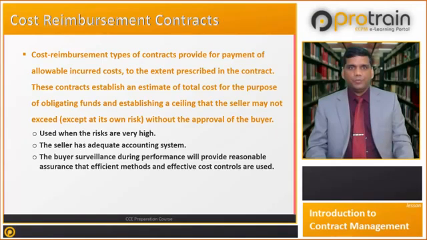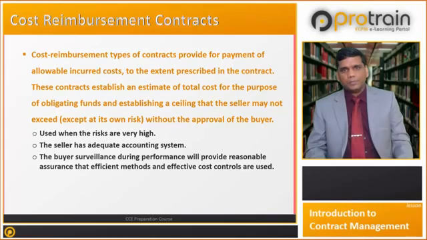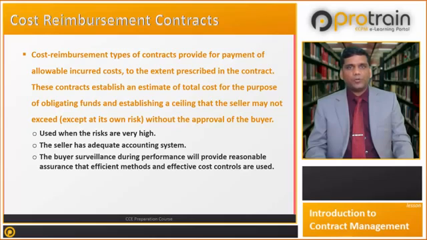Now let us move to cost reimbursable contracts. Cost reimbursement type of contracts provide for payment of allowable incurred costs to the extent prescribed in the contract. These contracts establish an estimate of total cost for the purpose of obligating funds and establishing a ceiling that the seller may not exceed except at its own risk without the approval of the buyer.